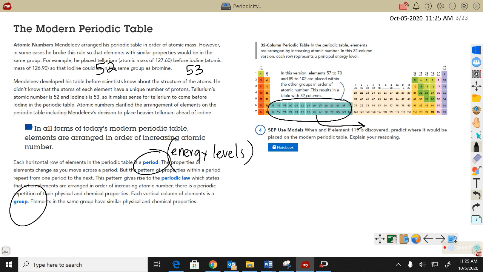I like question 4 a lot. So recently, within the last few years, the 7th row of the periodic table has been completed. And we know of elements up through 118. They all have names and they're official. They're on the periodic table. Sometime in your life, I'm sure there will be 119. Predict where it would be placed on the periodic table. Explain your reasoning. Well, a couple things.